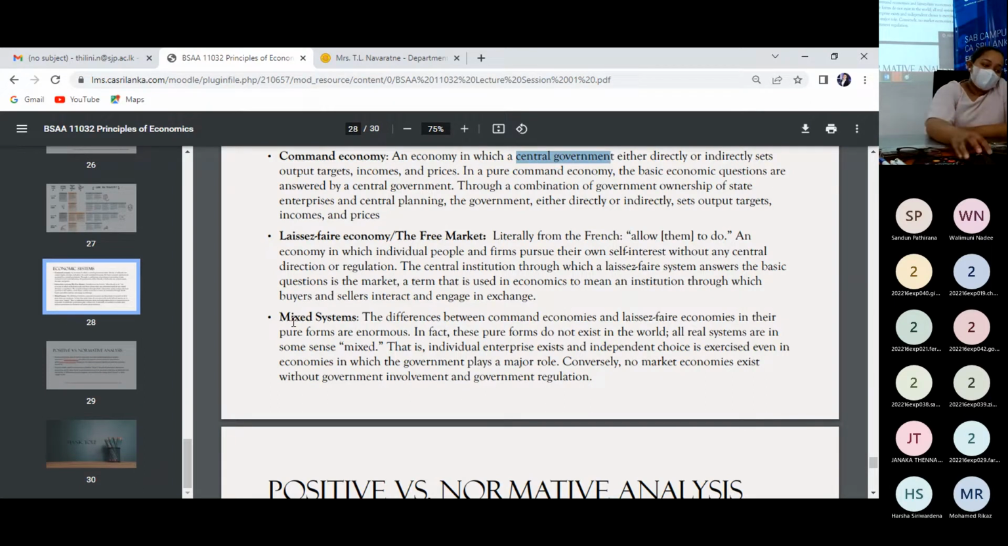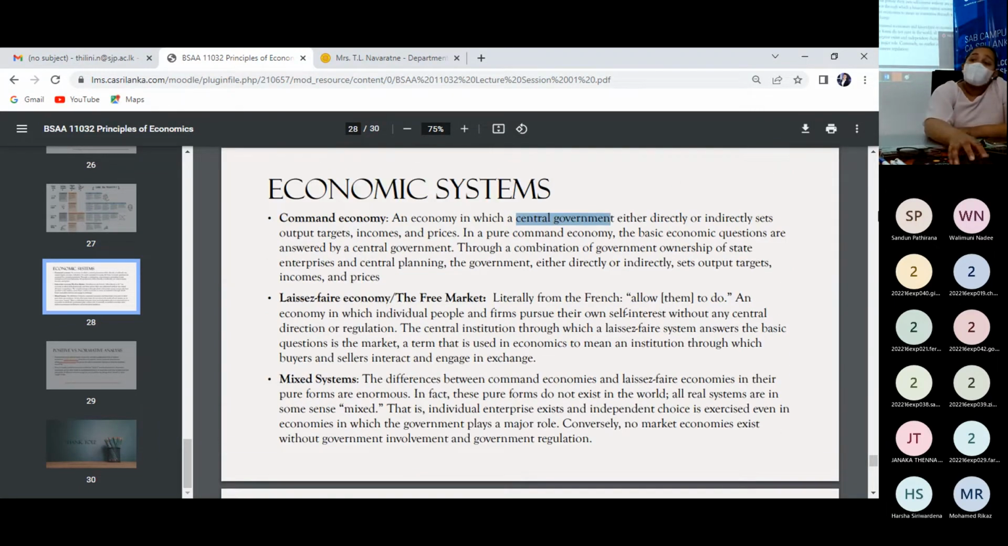Now I have a question. What type of economic system is Sri Lanka facing? Write down your answer and why. What type of economic system exists in Sri Lanka? Let me type it out.